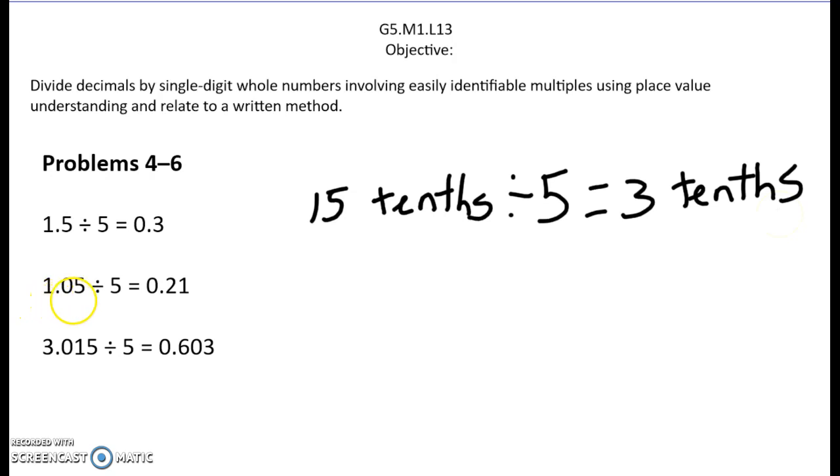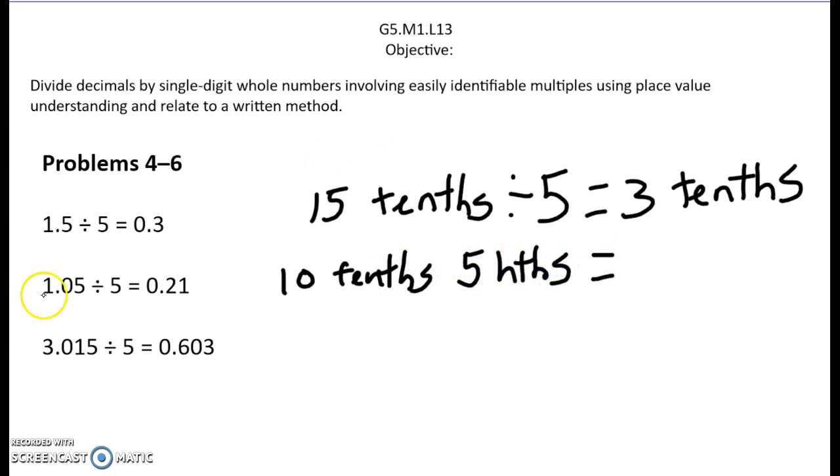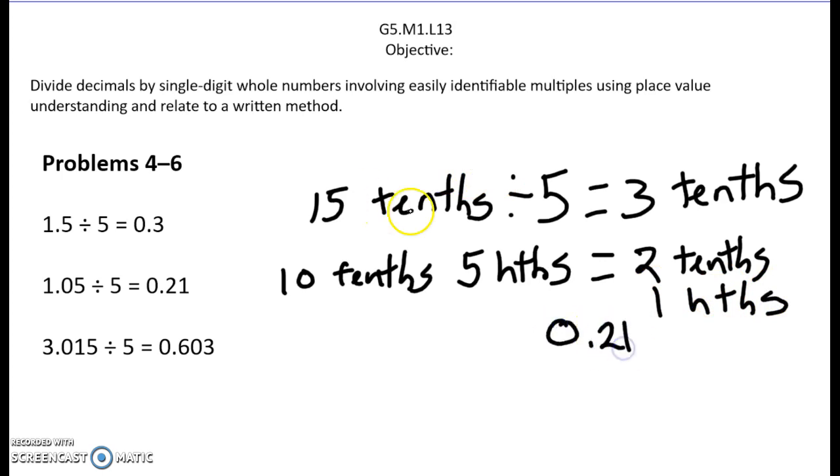In this one, we have 1 and 5/10 divided by 5. Well, I can't really divide 1 by 5, but I could rename this as 10/10 and 5 hundredths. 10/10 divided by 5 equals 2/10. And 5 hundredths divided by 5 would equal 1 hundredth, giving me a total of 0 and 21 hundredths.